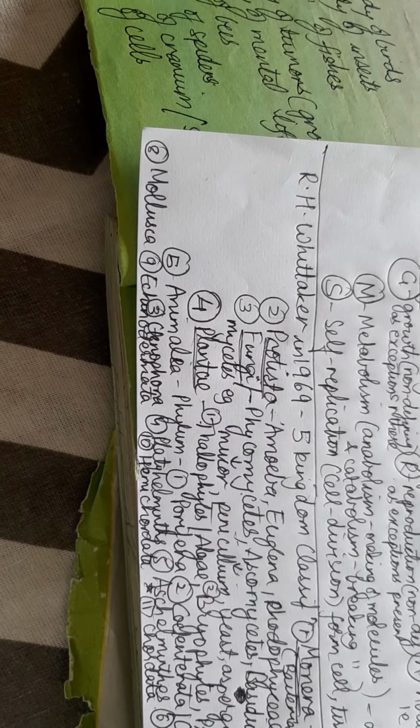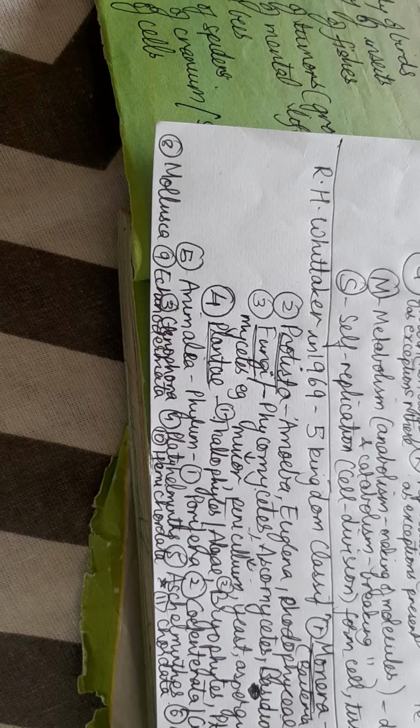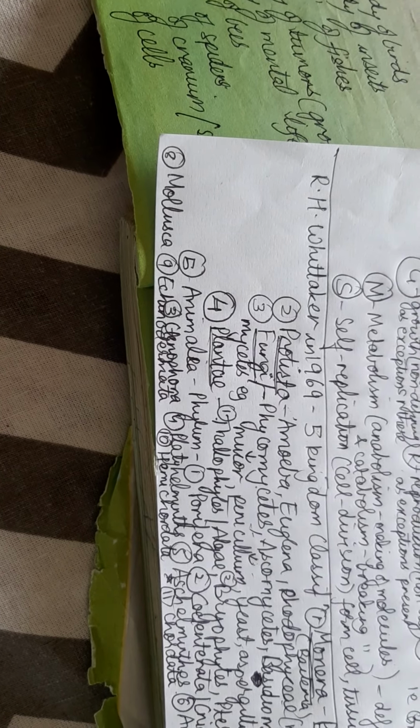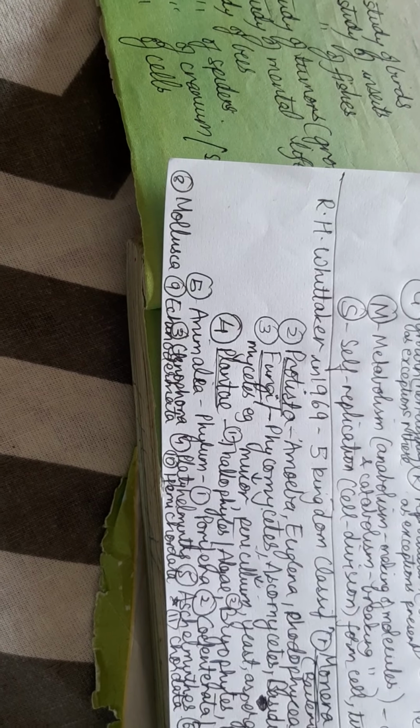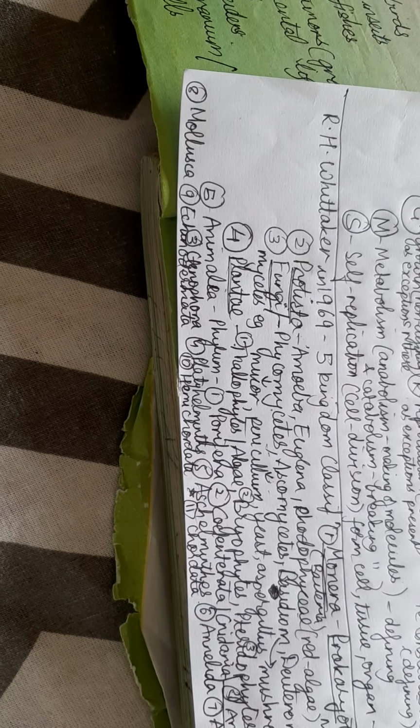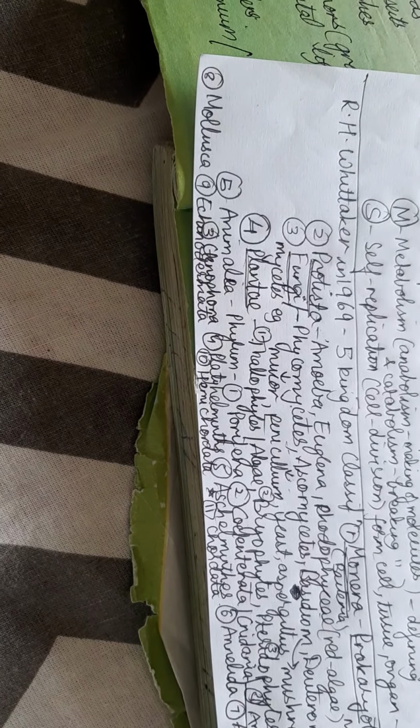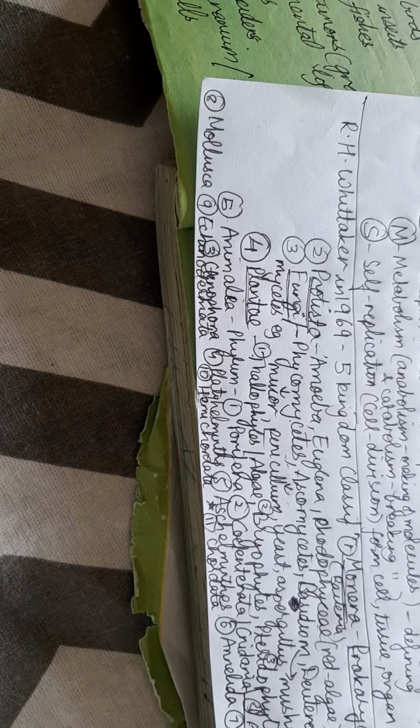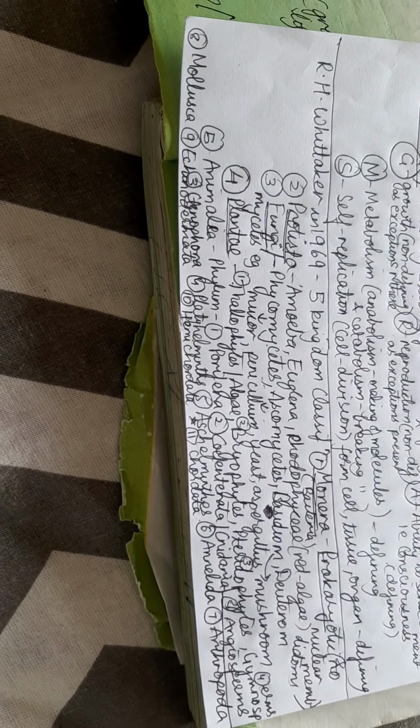Then we have R.H. Whittaker's five kingdom classification, which includes Monera, which is the only prokaryotic, Protista, Fungi, Plantae, Animalia, which are the five important kingdoms, and the subclassification, as you all must have learnt already.